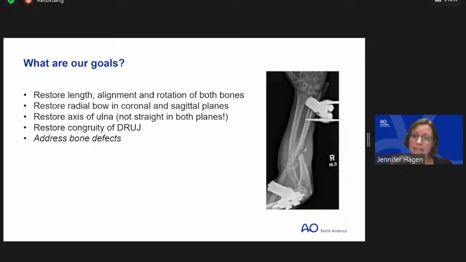But we're going to break it down step by step. What are our goals? So I already talked about we need length, alignment, and rotation of both bones. We're going to talk about the bows in both planes, the coronal and the sagittal plane. We'll talk a little bit about DRUJ, although there are other wrist talks coming forward. And Dr. McLaurin's already talked to you about taking care of the bony defects.